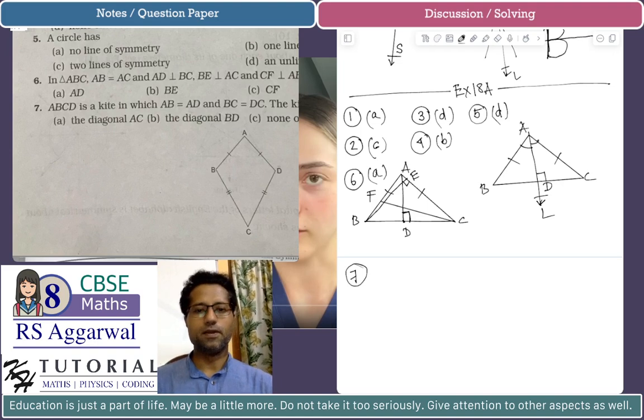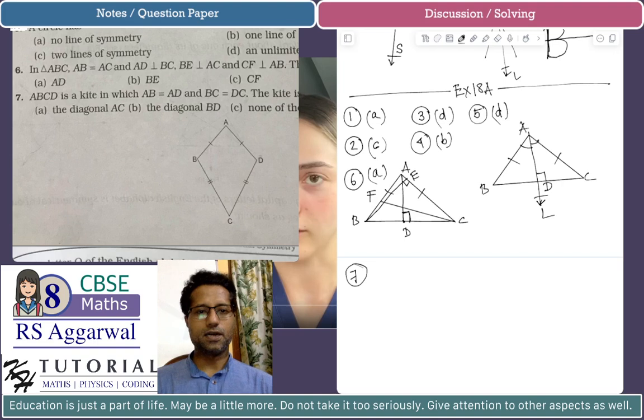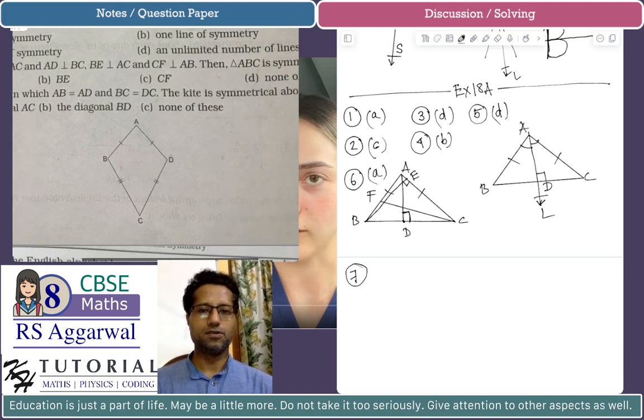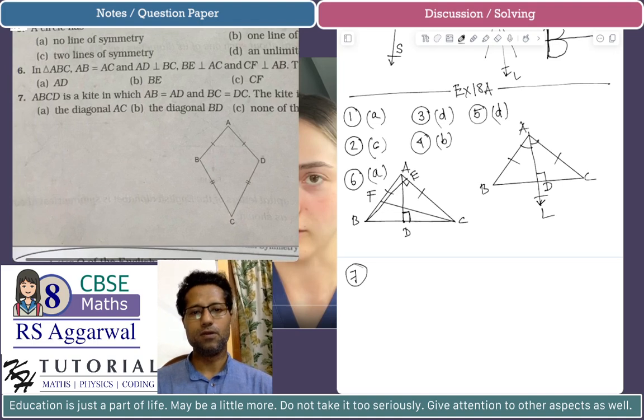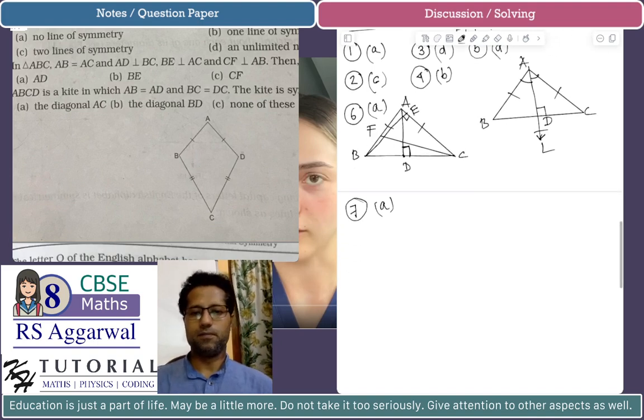Problem number 7. We have a figure, ABCD is a kite, in which AB equals AD and BC equals DC. The kite is symmetrical about a diagonal. Definitely we can say the diagonal AC. The choice is A.